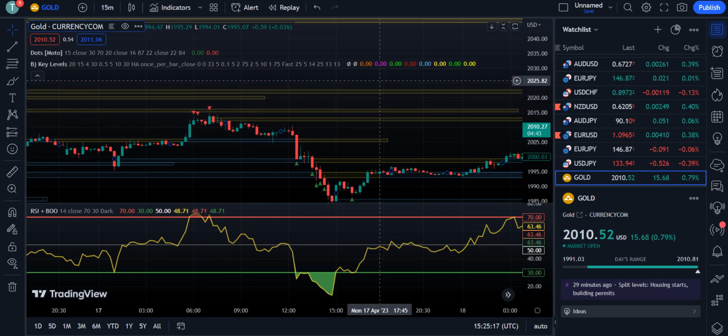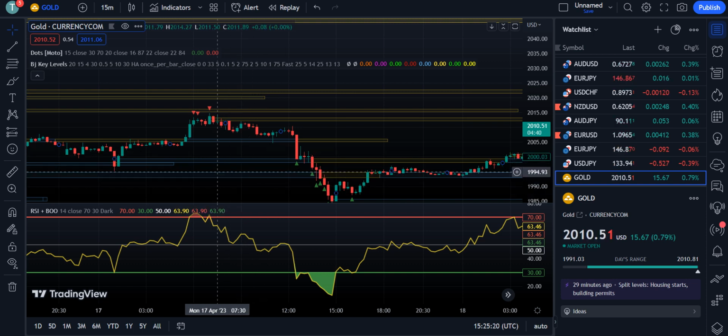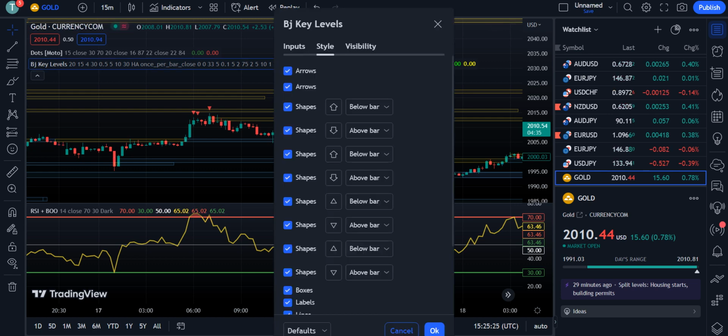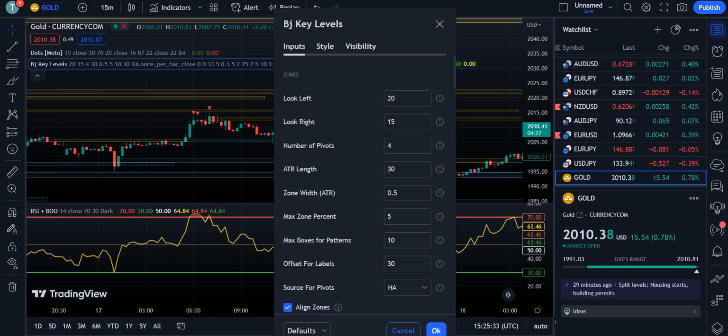So as you can see, here are the key levels that are being drawn in blue and yellow color lines. So we have to go into the adjustment of this indicator, and we have to make a few adjustments to the indicator settings. We go into the inputs tab and look at a few of the settings. For example, in the look left, we have to change from 20 to 18. In the look right, we will change it from 15 to 13. In the number of pivots, we have changed from 5 to 4. And ATR length is 30. We will change it to 32.